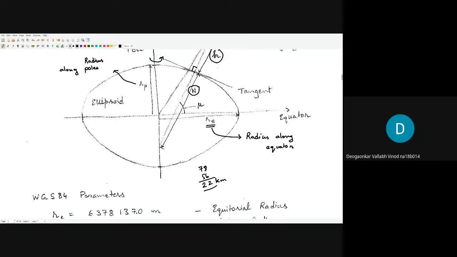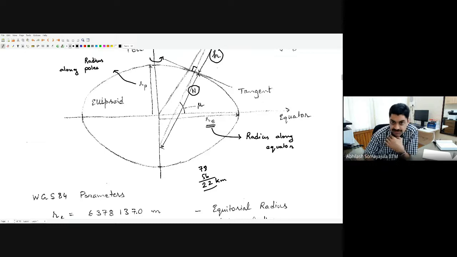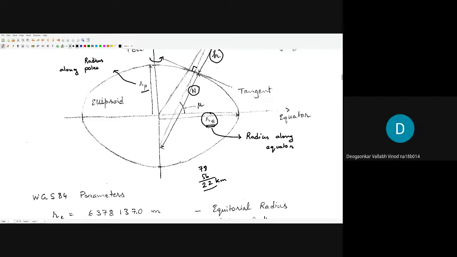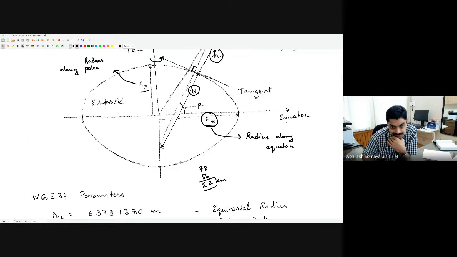Okay, that is my local radius of curvature, and it keeps changing. As I come to the pole, that radius of curvature will become RP. As I come to the equator, that radius of curvature will become RE. And in between it will vary. Now, these things are drawn a little bit exaggerated.